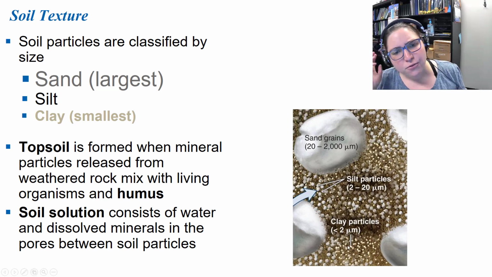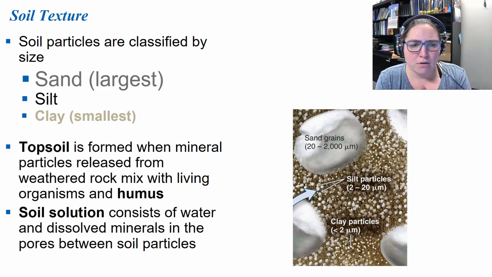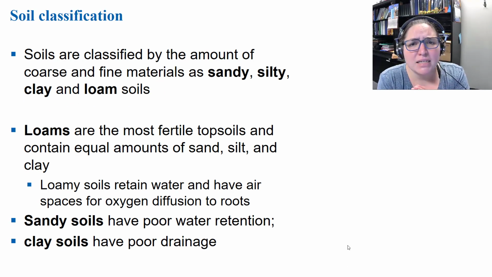So topsoil is formed when mineral particles are released from weathered rock, and it mixes with the living organisms in the decaying humus. And the soil solution consists of water and the dissolved minerals in the pores between the soil particles. So soil can be classified by the amount of coarse or fine materials, and we could call soil sandy or silty or clay or loam soils.